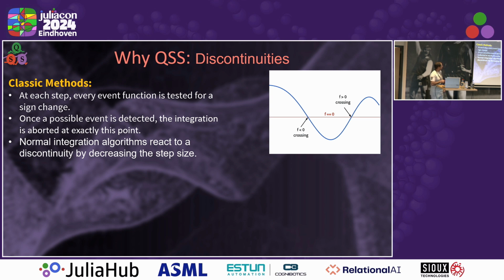In addition, we know that in classic methods, if the method encounters an event, it will stop and reinitiate the new initial conditions and so on. Besides that, classic integration methods tend to decrease the step size when they encounter any discontinuity.